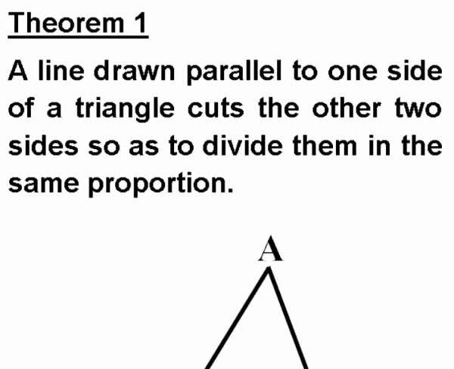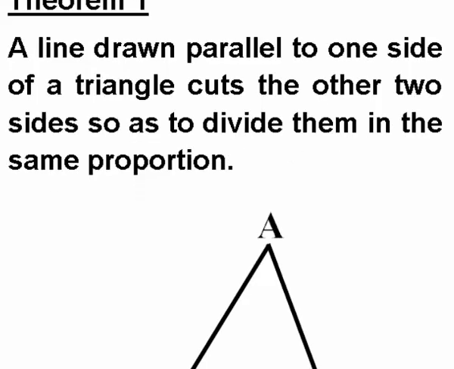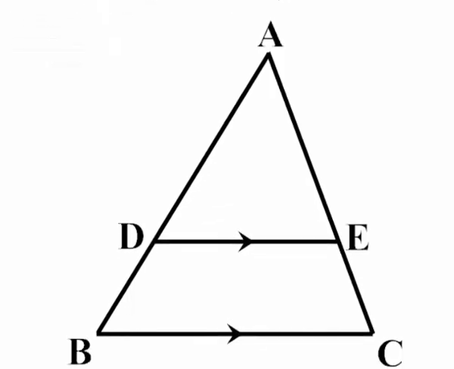Okay, Matrix, what we're going to be dealing with now is the proportionality theorem. It's really called Theorem 1 in the textbooks. But what it says, very simply, is a line drawn parallel to one side of a triangle cuts the other two sides so as to divide them in the same proportion. Now that's quite wordy, so let's have a look at this.